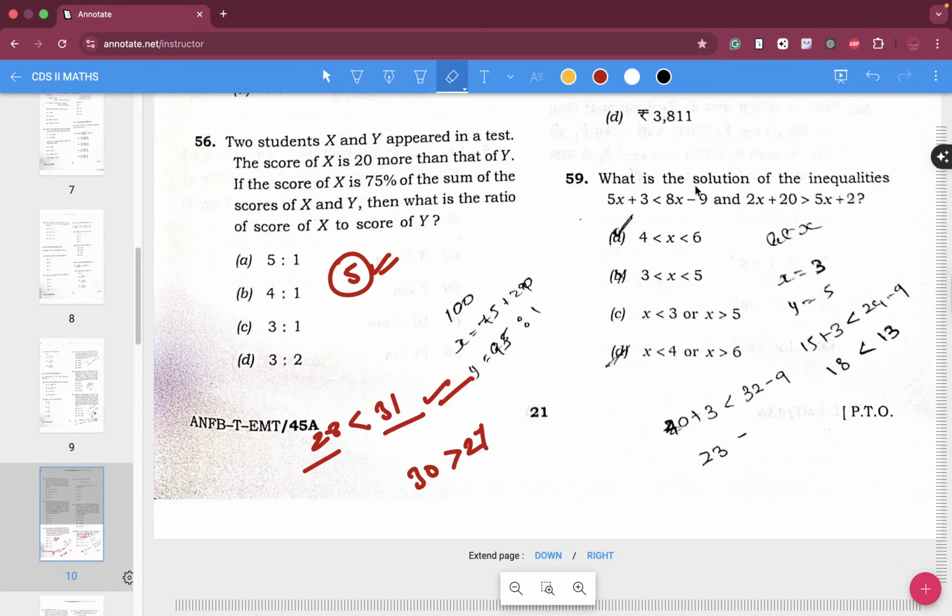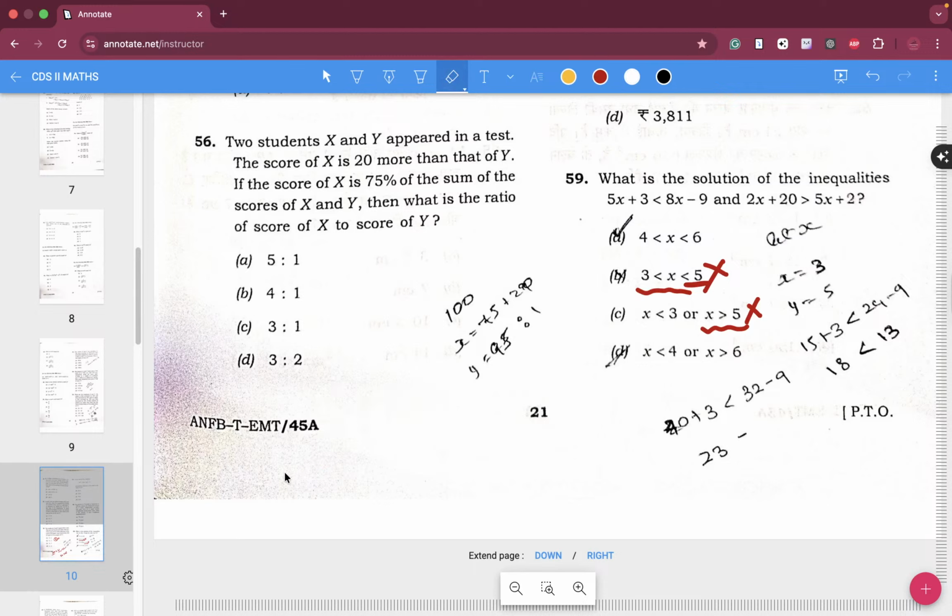But if you look at the answer options over here, 5 is not in your solution set, so that is not going to be the answer. Now if we take one of the values less than 4, let's say x is equal to 2, which means 5 into 2 is 10 plus 3 is 13, and 8 into 2 is 16. 16 minus 9 is 7.